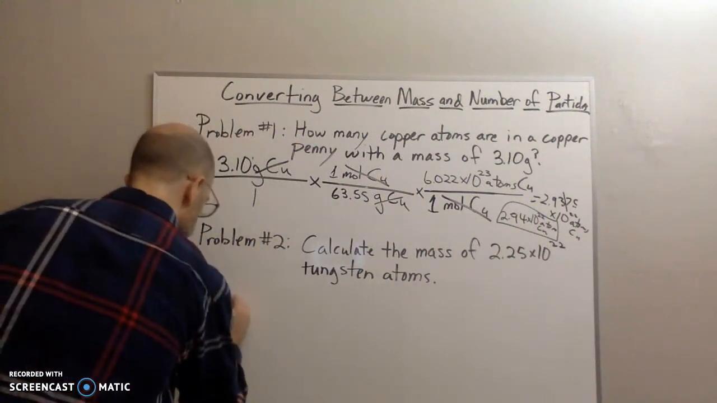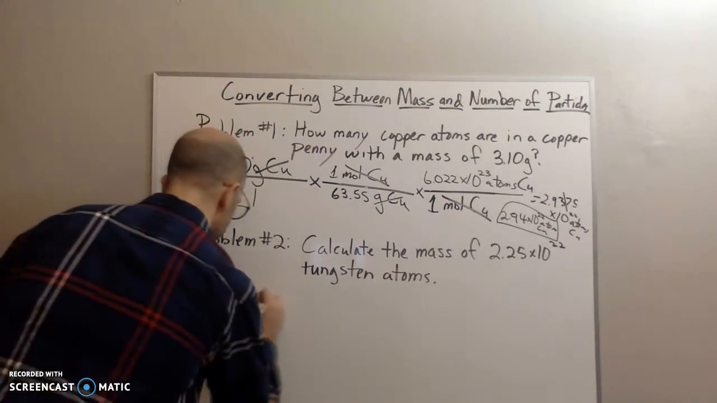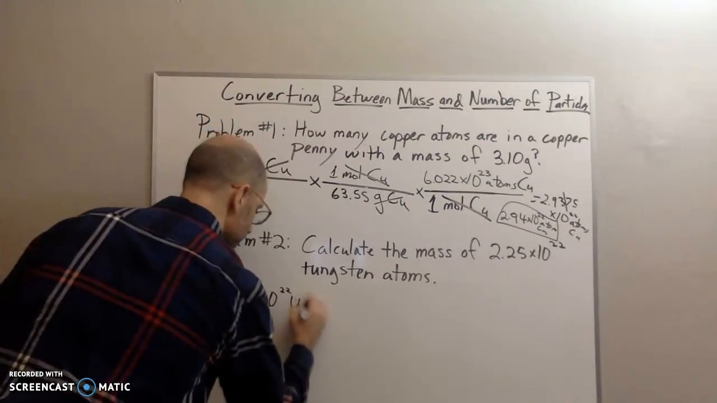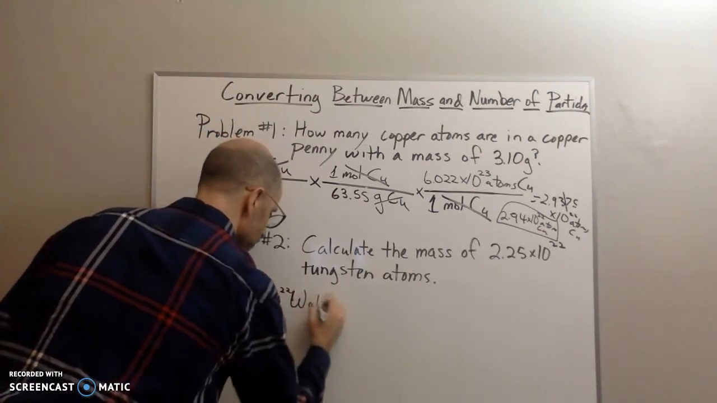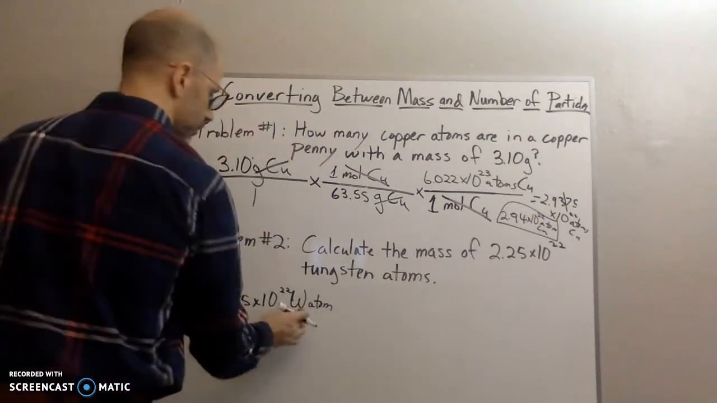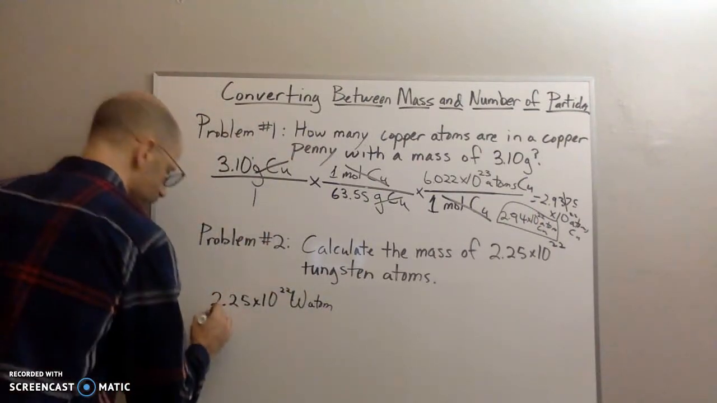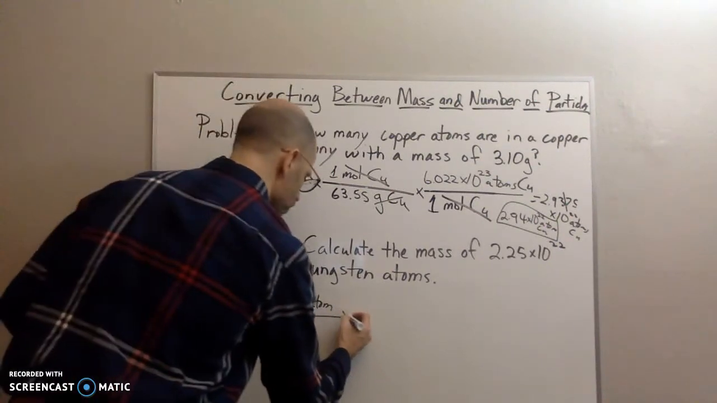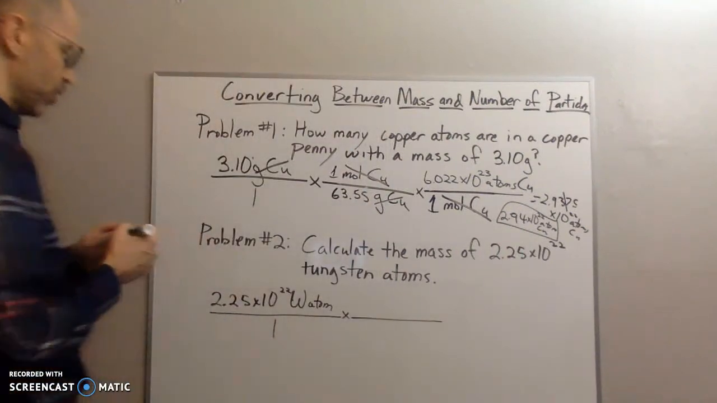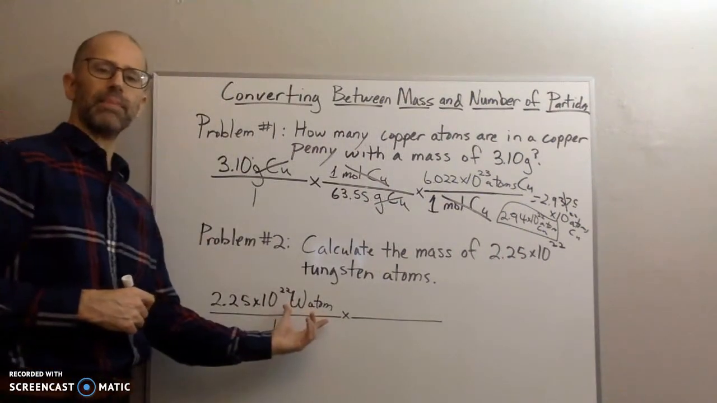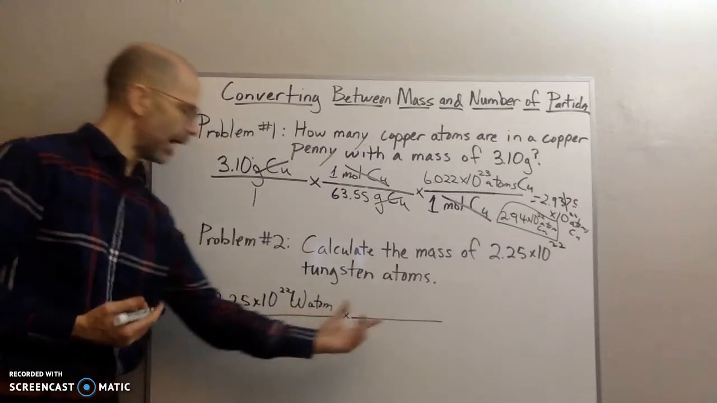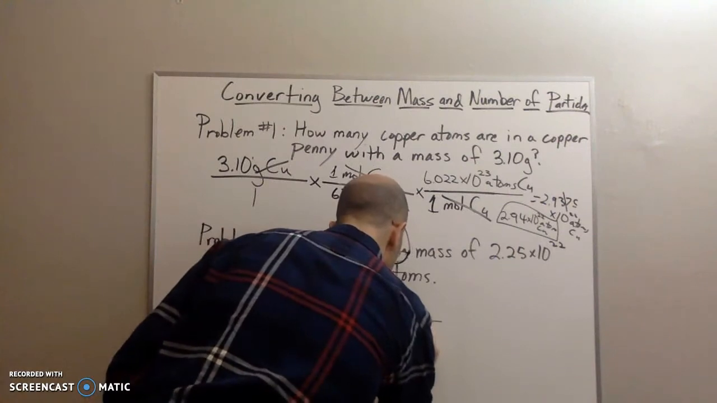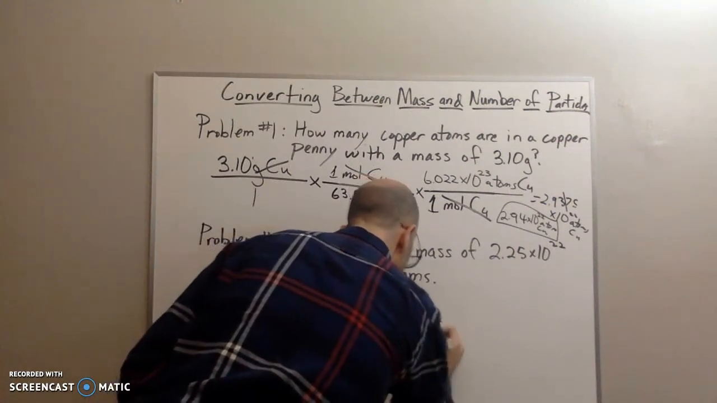So we start with 2.25 times 10 to the 22nd tungsten atoms. Capital W is the symbol for tungsten. I'm going to put that over 1. So I'm going to do my first conversion. Since they gave me particles, atoms of tungsten, I need to have particles on the bottom. So atoms of tungsten.